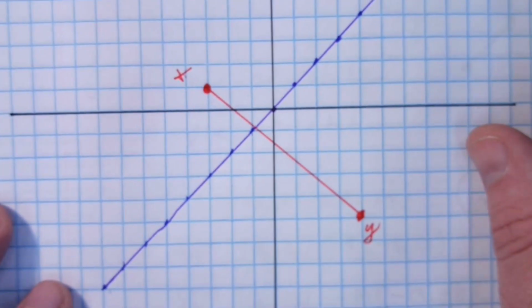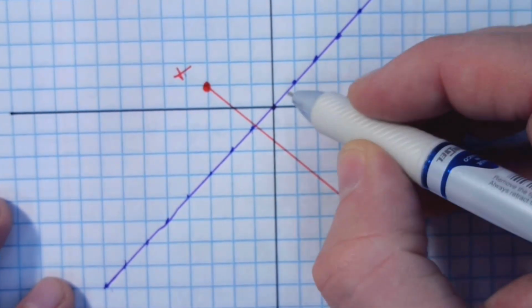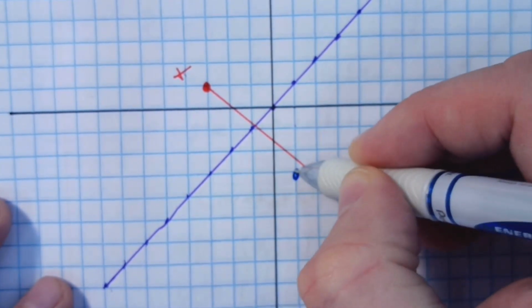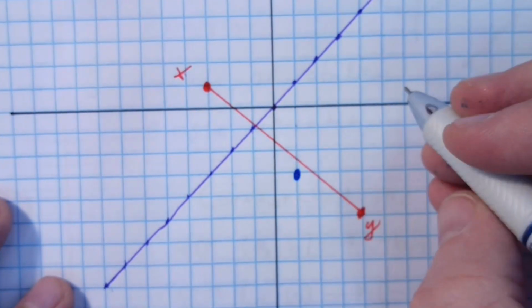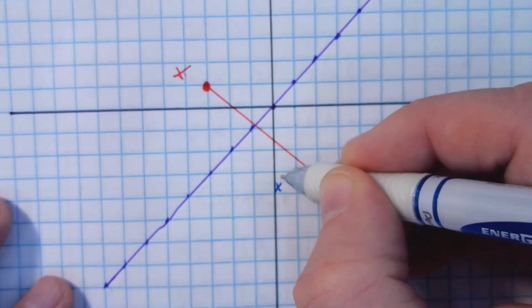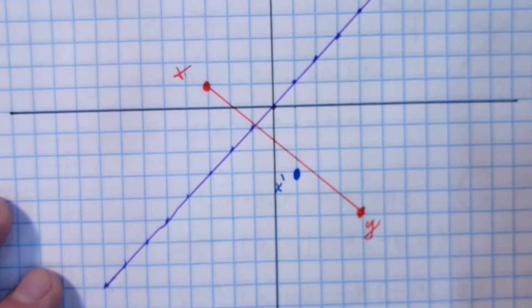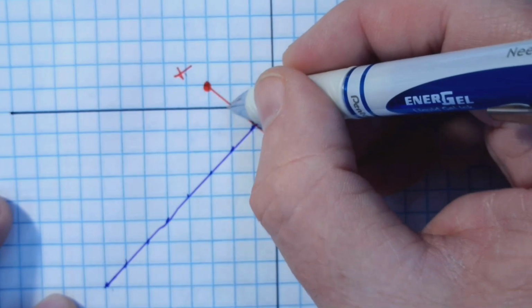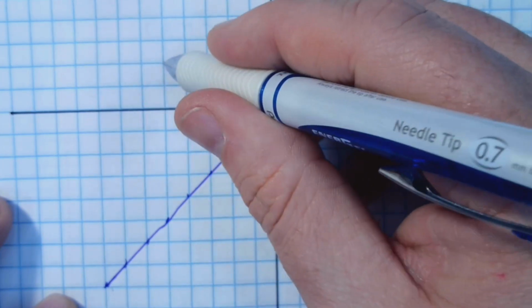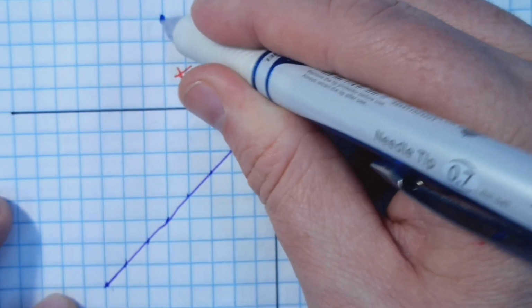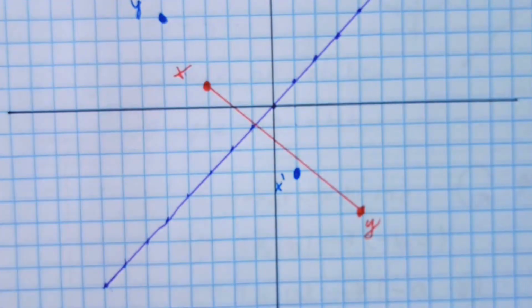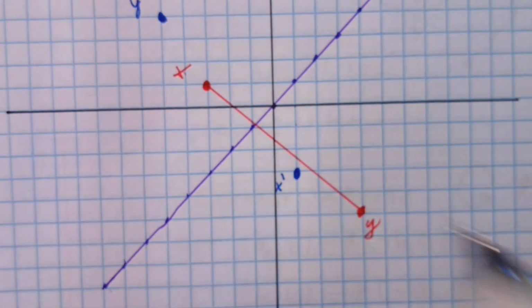All right, so this says 1, 3, 1, negative 3. This is going to be x prime. And y is going to be negative 5, 4. This is going to be y prime. So I've now moved it.